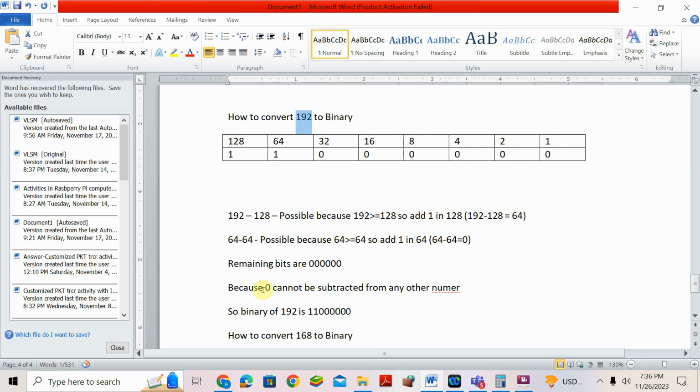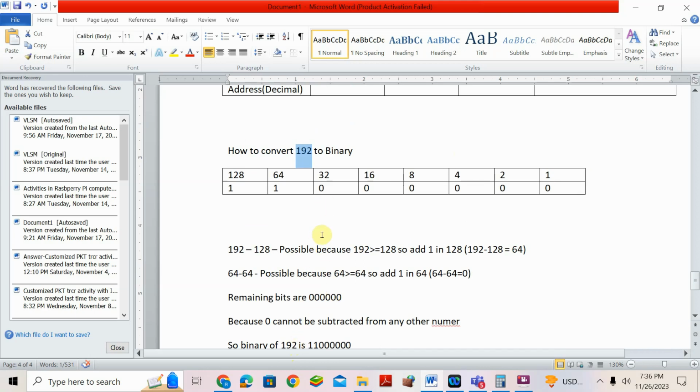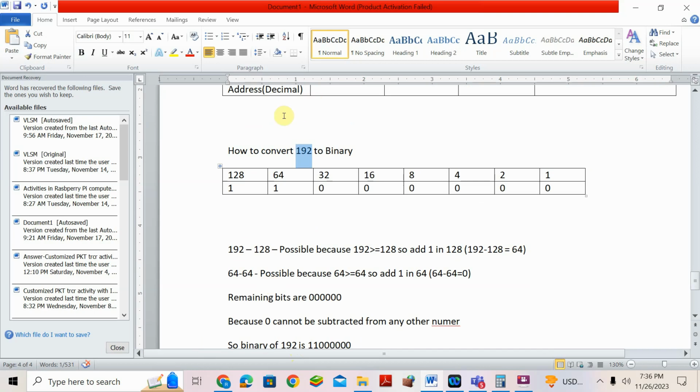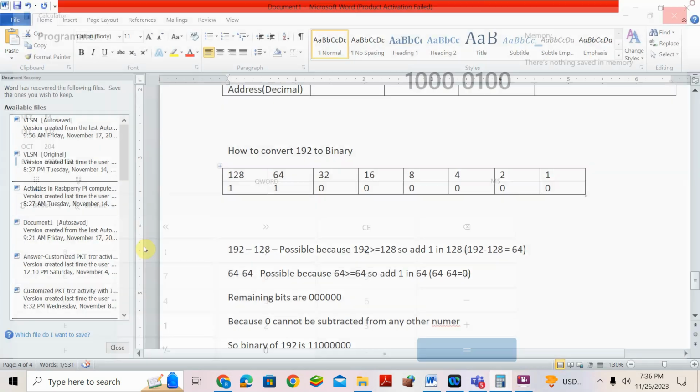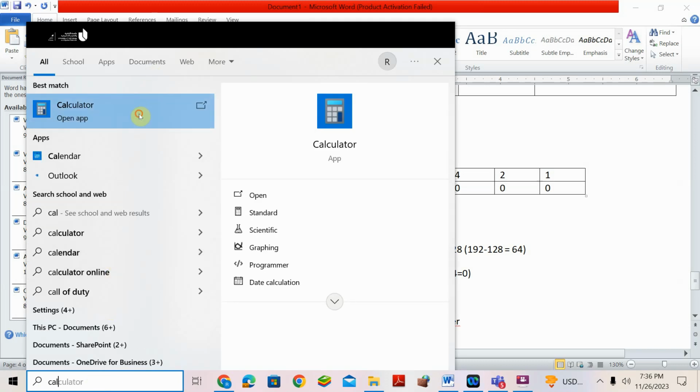Now you understood how you got this. Again, like that you have to convert 168 and all the remaining numbers, 168, 10, everything. I am not doing them because I told you the method, you have to try. If you don't know this easy method, I'll open the calculator. If the calculator is allowed, but in some cases the calculator is not allowed, so better try on paper.